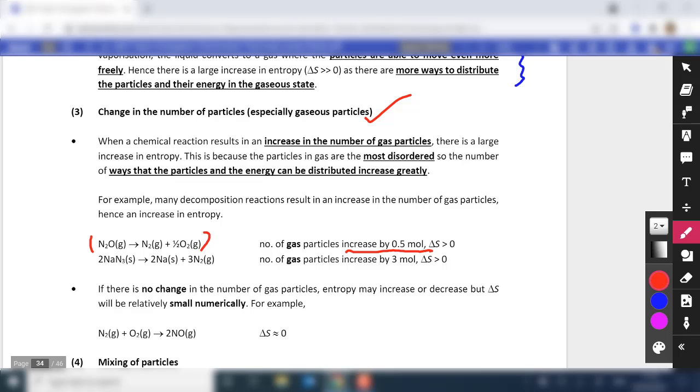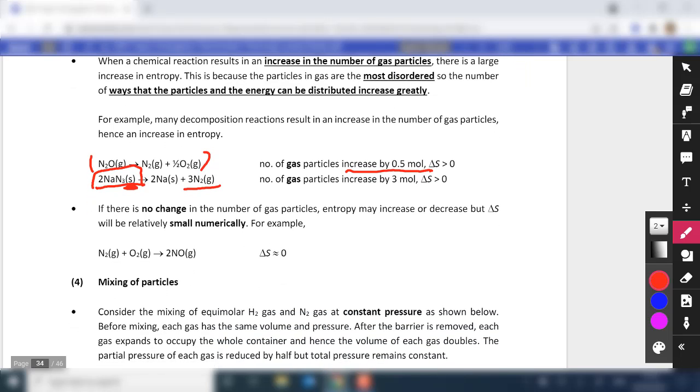And of course, you need to be a bit careful, because for the case of sodium azide, there's a solid phase here, so it begins with 0 gaseous molecules. It ends up with 3 gaseous molecules. So the number of moles of gaseous molecules actually increases from 0 to 3. Yeah, so entropy change is very positive in this case.